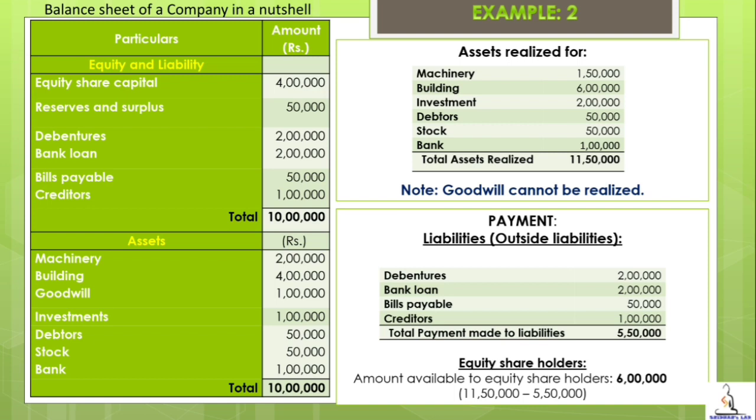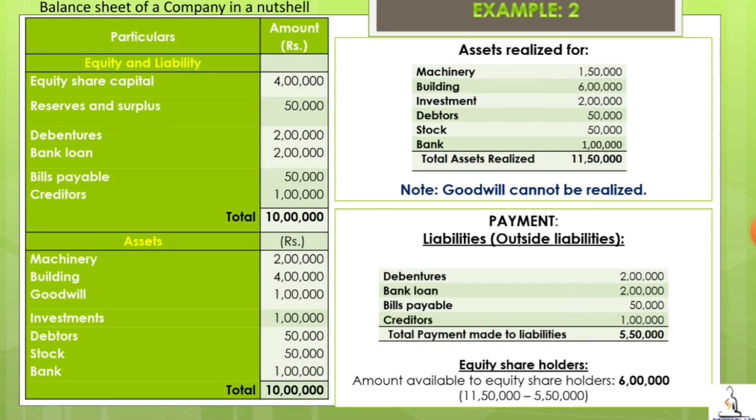Now you can observe in the balance sheet the equity shareholders' capital is 4 lakh and we also add reserves and surplus. Reserves and surplus always belong to owners. So their claim was 4,50,000 in the balance sheet, but after liquidation they have got 6 lakh rupees. Therefore, equity shareholders get a surplus of rupees 1,50,000 apart from their claim of rupees 4,50,000. Unlike the previous example, in this example equity shareholders get more than their claim in the company.